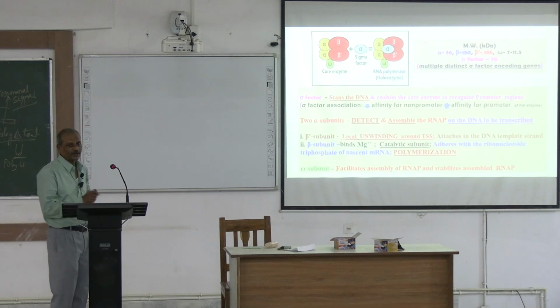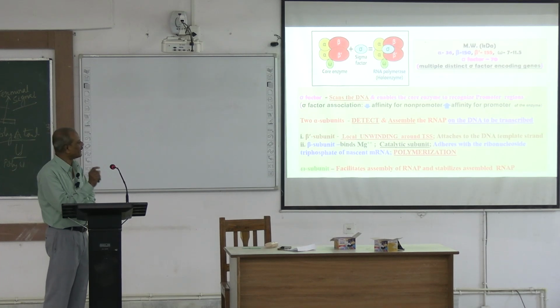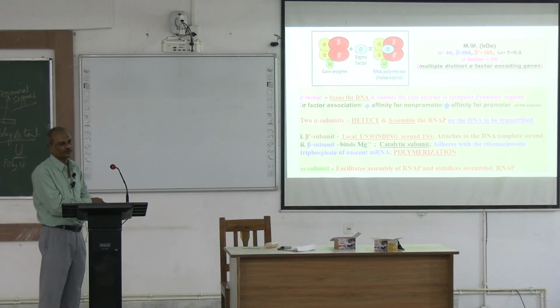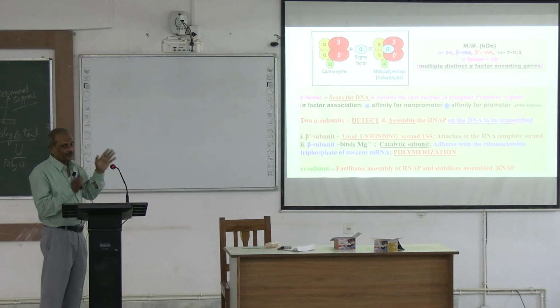Sigma factor, all the functions you have to remember. There is no way out, only one enzyme is there. So, the sigma factor is basically scanning the DNA and finding the promoter region. As I told you, it has a dual function. It decreases the affinity for the non-promoter region, but increases the affinity for the promoter regions. That you must remember. And there are 2 subunits of the alpha chain. Its function is to detect and bind, and assemble the RNA polymerase on the DNA molecule.